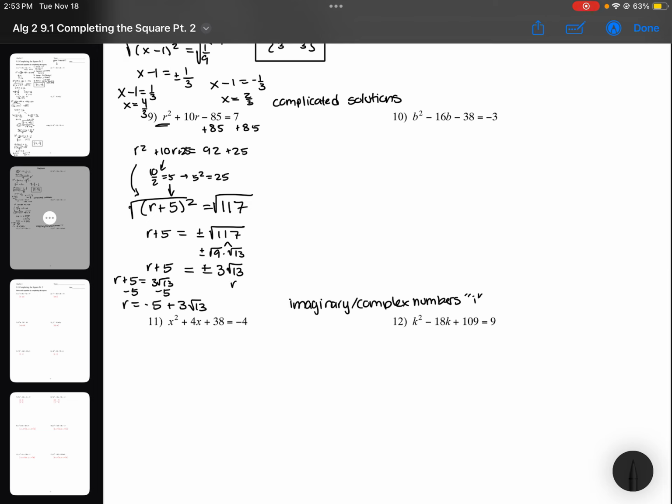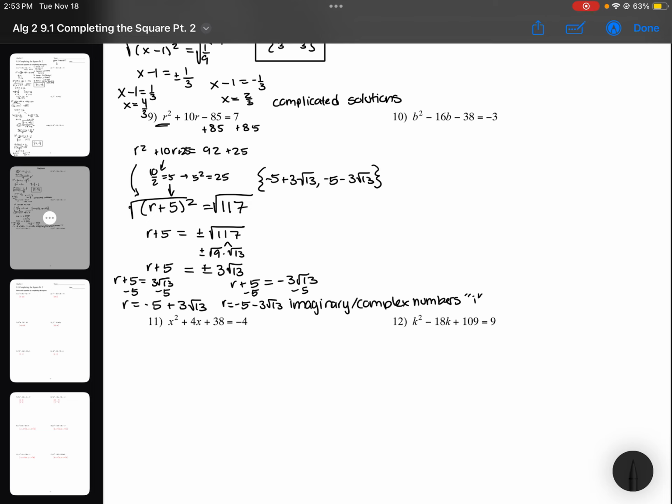And then over here, we would also have r plus 5 equals negative 3 rad 13. When you're subtracting over that 5, you end up with r equals minus 5 minus 3 rad 13. So your 2 solutions for this are minus 5 plus 3 radical 13 or minus 5 minus 3 radical 13. And again, those are complicated. They look messy. We're going to start heading into some messier solutions, especially tomorrow when you guys do the quadratic formula. You're going to see a lot of things that kind of look like this.